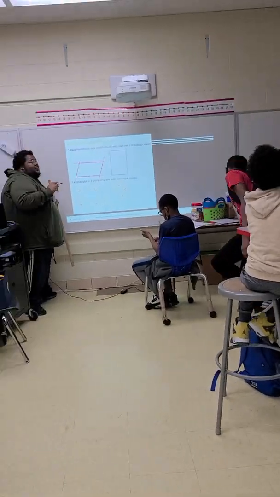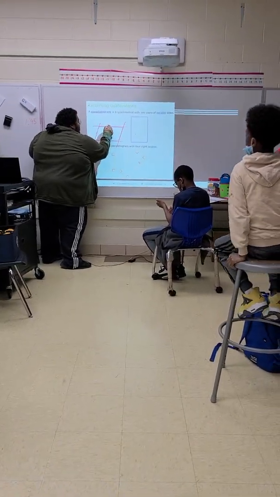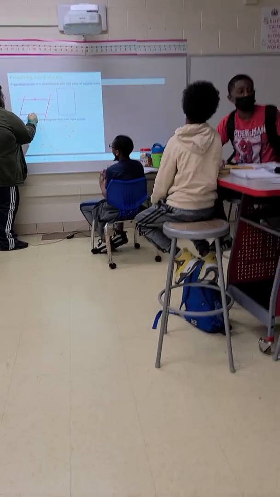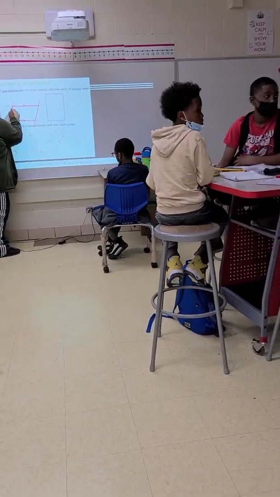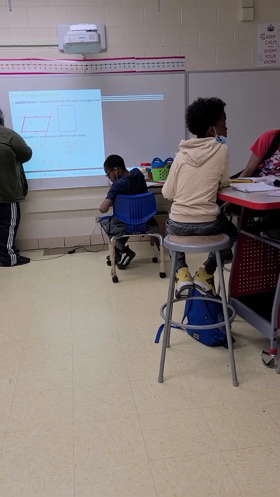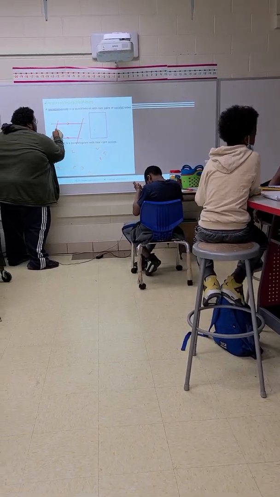And to label parallel lines, put an arrow right here. Okay? Got a second pair of parallel lines. Put 2 arrows.